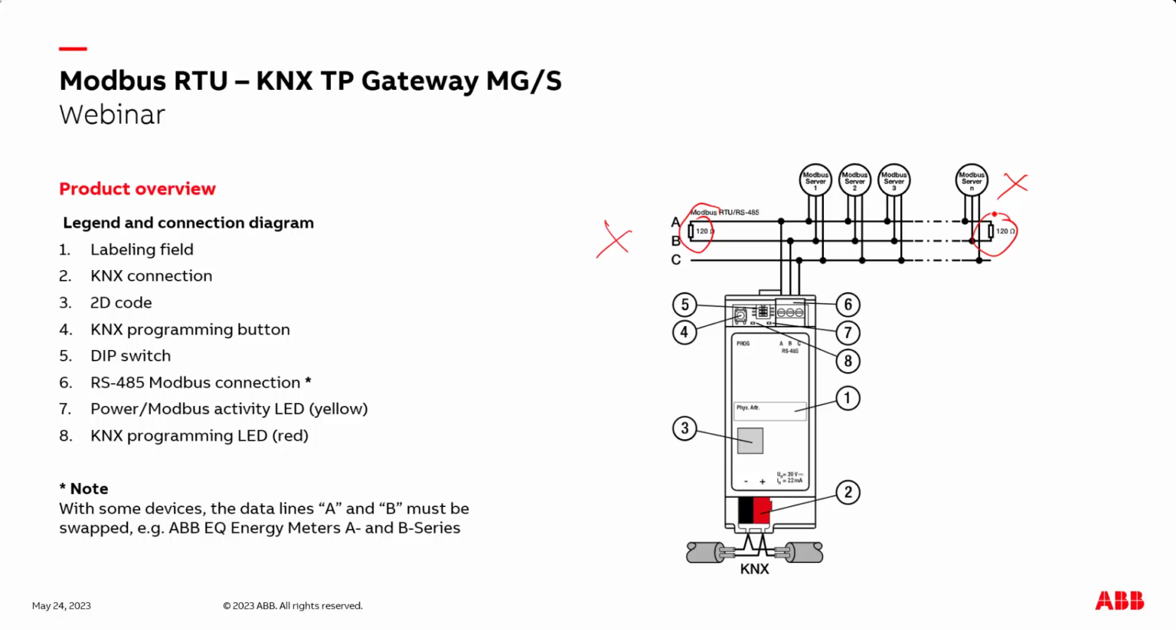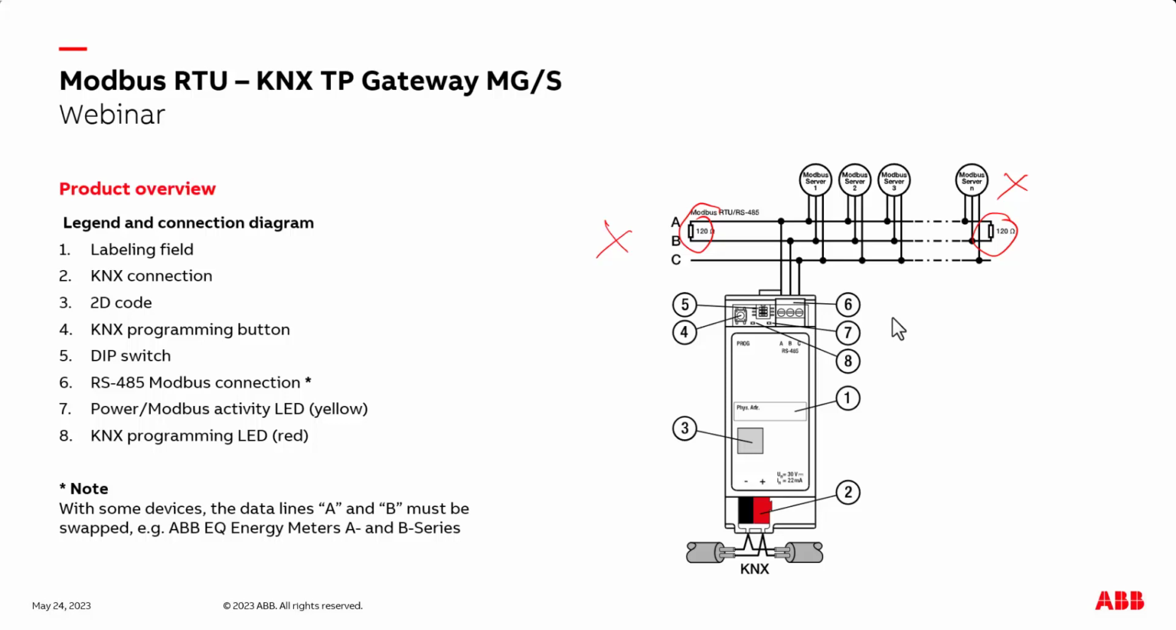And when you have a look at the device, we have our labeling field. The labeling field is here to write the individual address of the device. We have a new 2D code here. Later I will explain what the 2D code is. Then we have our KNX programming button. We have some dip switches for some settings, which I show you in the next slide. And we have here our RS485 Modbus connection.